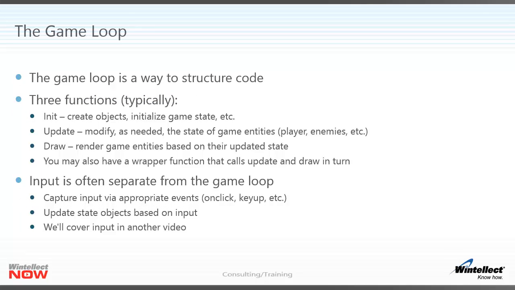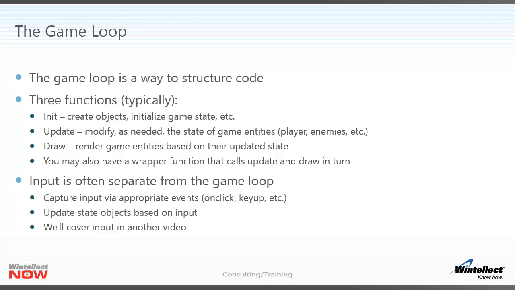The game loop serves two basic purposes. First, it allows us to structure our code logically, separating the concerns of updating and drawing into their own functions, which makes it easier to understand what's going on later when we come back to our code. Second, it provides a hook for running the game, with the game loop being called once per frame of the game. There are three basic functions that you'll usually see in any given game.